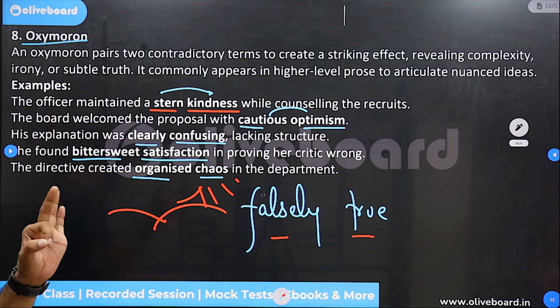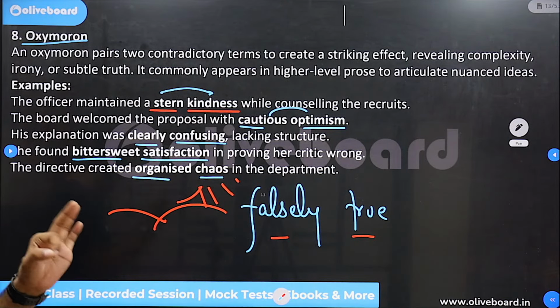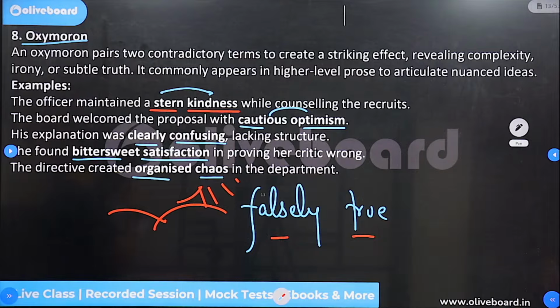Sweet poison. Great. Next, we have discussed something similar to this. We put opposite, contradictory things, but they are not placed beside each other. They are not juxtaposed.